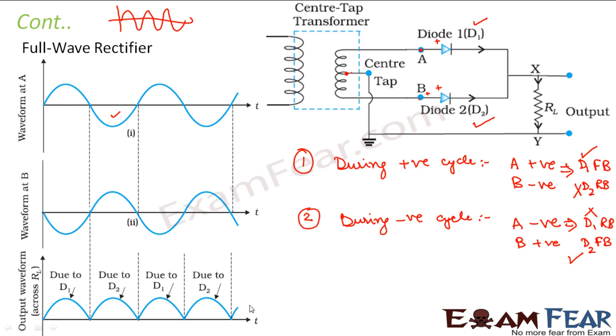This process will keep continuing, and what do we get? We get a more efficient output, because in the half wave rectifier we were getting unidirectional output but not in every cycle, whereas now we are getting a unidirectional output in each and every cycle. So the efficiency of the full wave rectifier is better than that of the half wave rectifier.